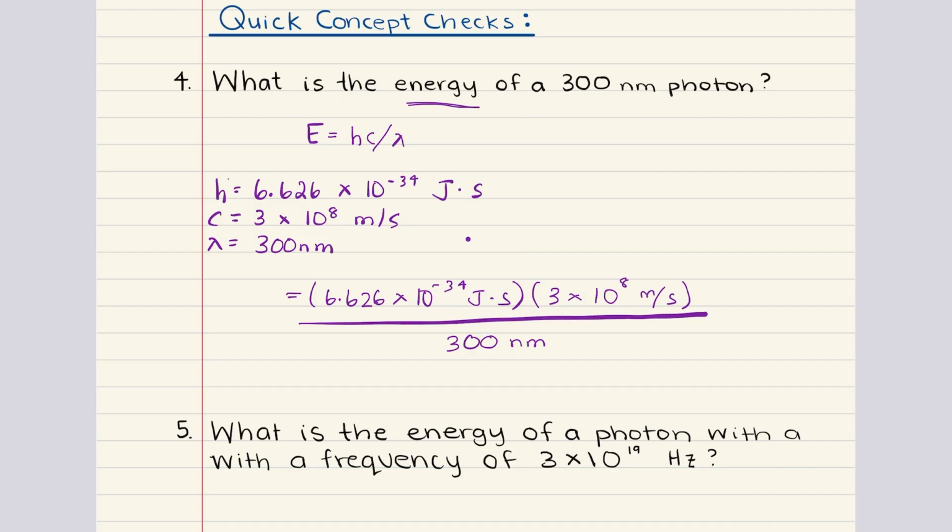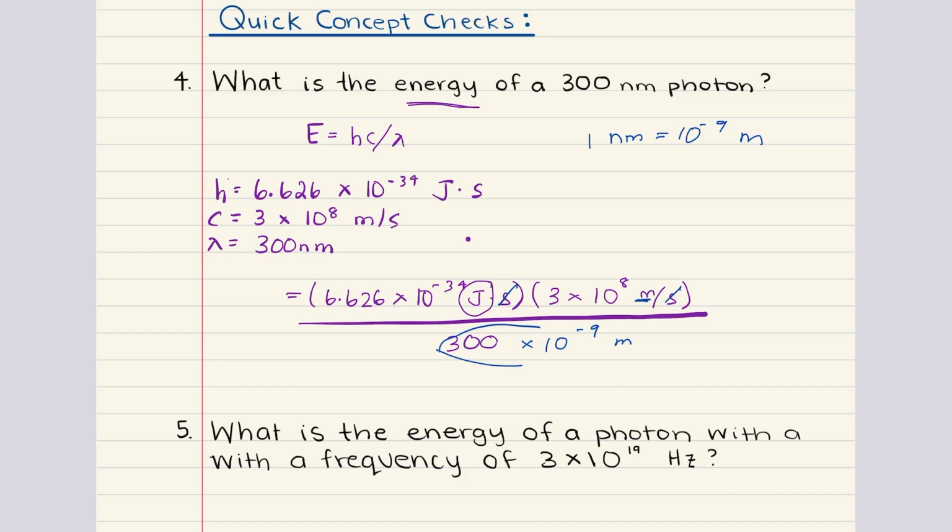Now, energy is expressed in units of joules, so we want all our other units to properly cancel out. Seconds cancel out, but here we have meters and nanometers. We want these to match so that they properly cancel out. So we're actually going to convert 300 nanometers to meters. 1 nanometer is equal to 10 to the minus 9 meters. So we can simply rewrite this as 300 times 10 to the minus 9 meters.